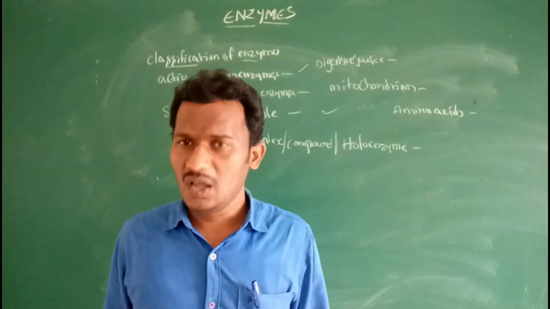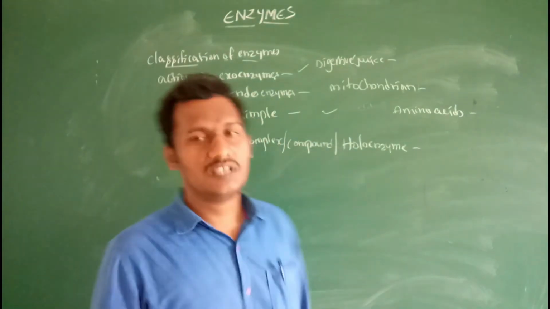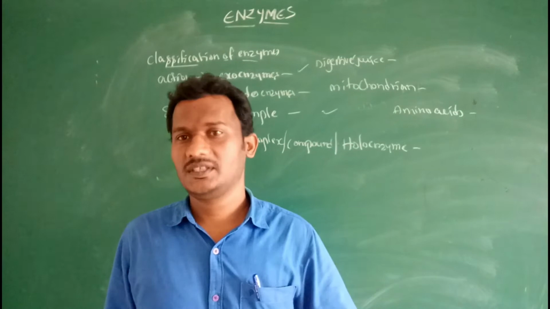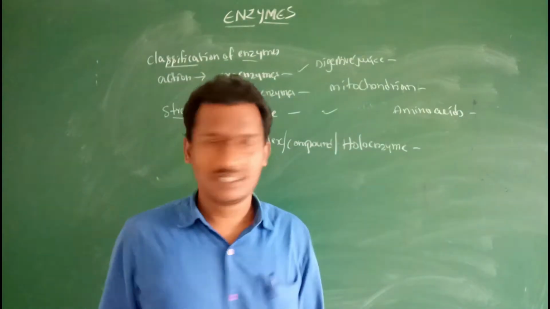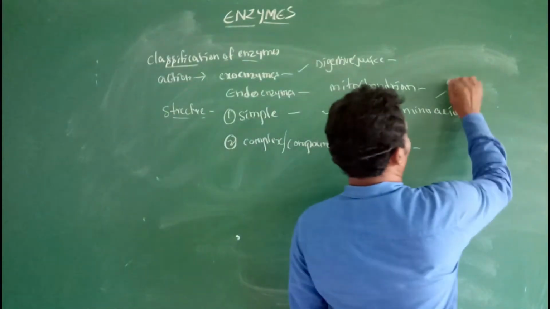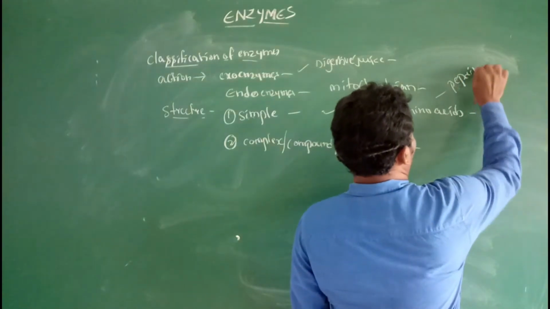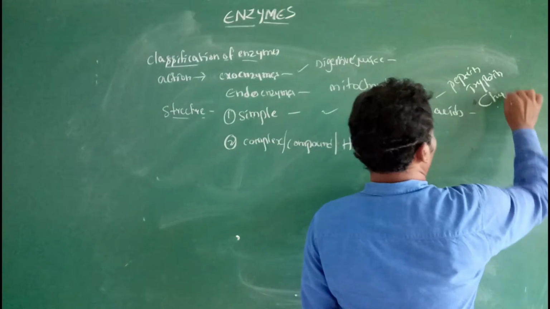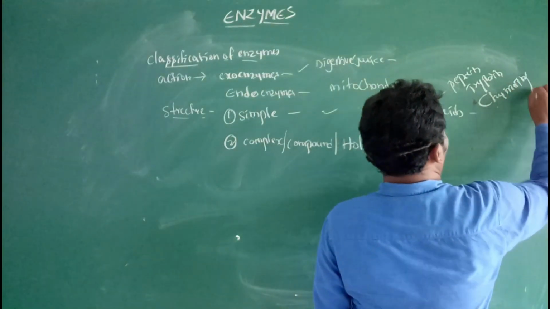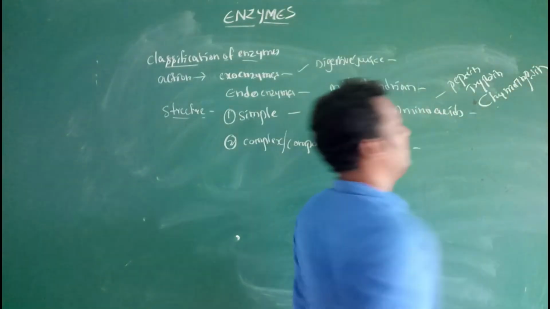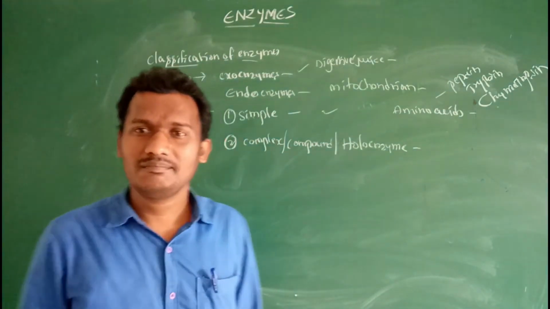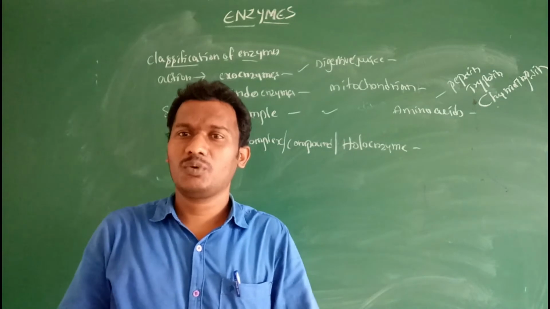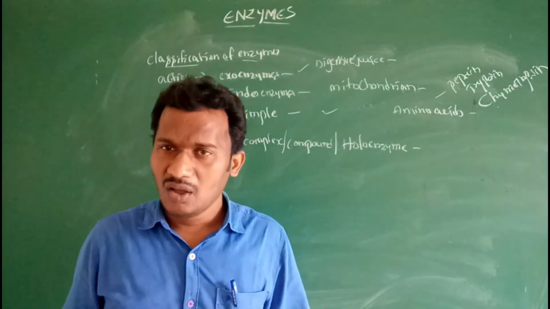The non-protein part is absent. This type of enzymes is known as simple enzymes. Examples: pepsin, trypsin, chymotrypsin, etc. So these are the simple enzymes. Only the protein part is present, and the non-protein part, cofactors, are absent.